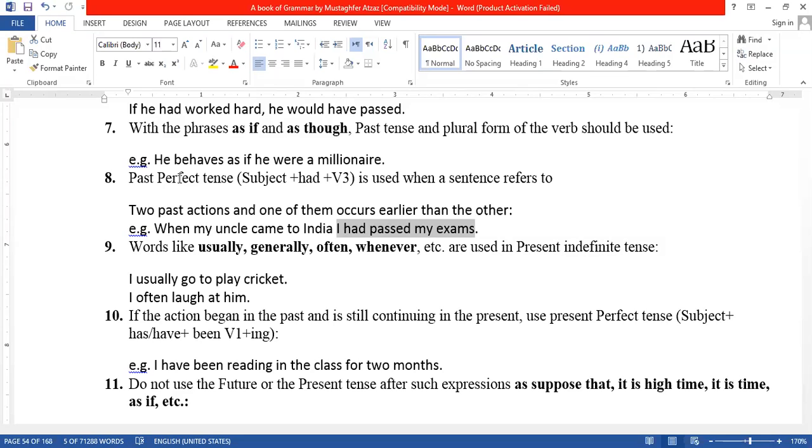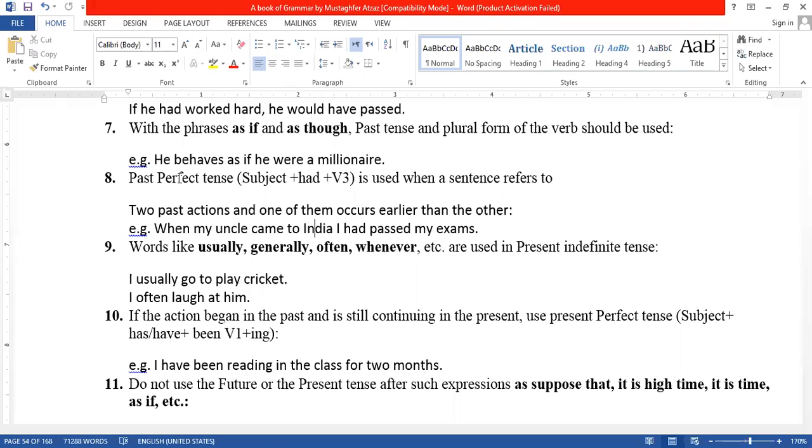in a general sense I'm telling you, and it is also the case most of the time, whenever you are using two past tenses in one sentence in different clauses, they should be in different past tenses. For example, if we are using past simple here, we cannot use past simple in the independent part. I cannot write here, I passed my exam. When my uncle came to India, I passed my exam. No, that would imply that both of the actions are being performed simultaneously at the same point of time.